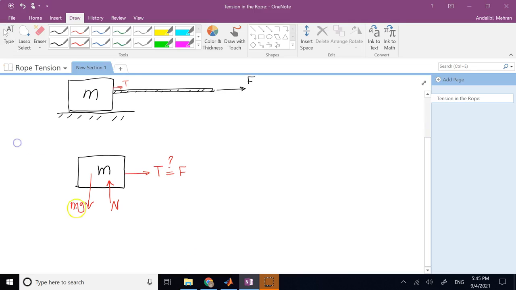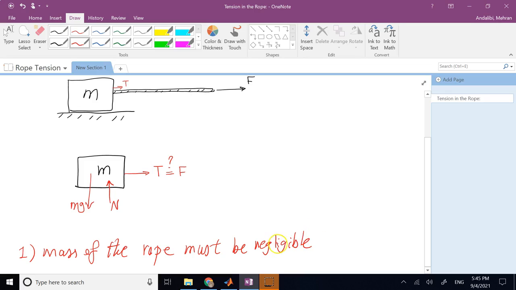Condition number one: the mass of the rope must be negligible. If the mass of the rope is not negligible, the assumption of constant tension is absolutely not correct.